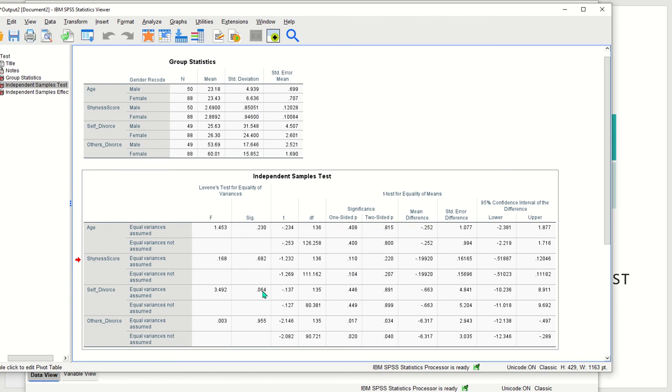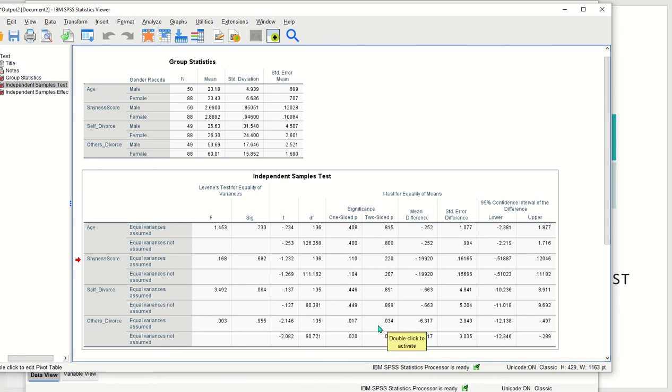Self-divorce. This is not significant because it's not 0.05 or less. So we stay on the top row and we look here. 0.89 is not significant for that either. And then we look at the final measure, and the first Levene's test is not significant. So we continue on to the two-sided t-test. And yes, we do have significance for others' divorce right here.